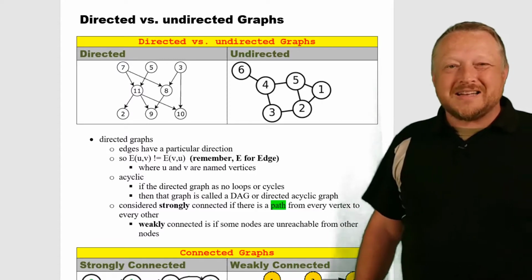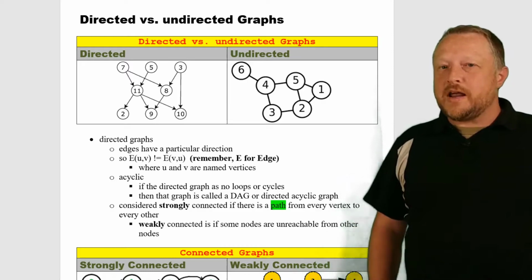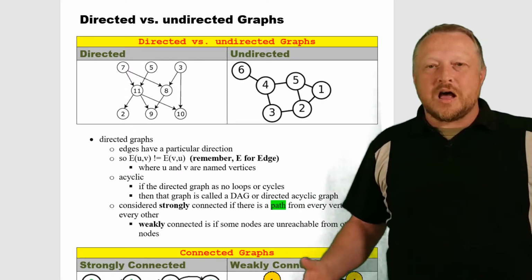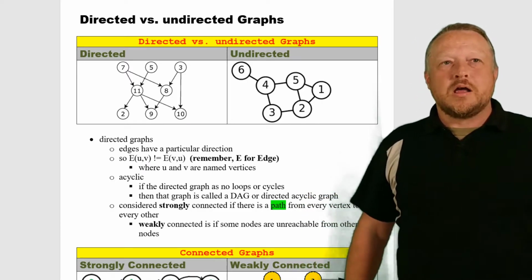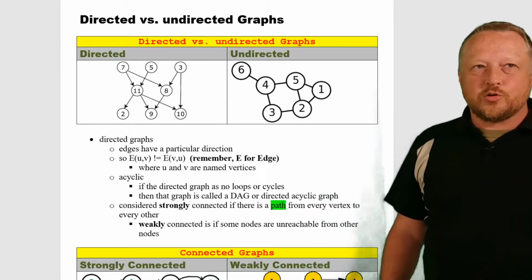And that's called a DAG, which is a directed acyclic graph, which there are a lot of applications for. So we'll check about that a little bit more later on. There's also something else that we need to discuss when it comes to directed graphs.